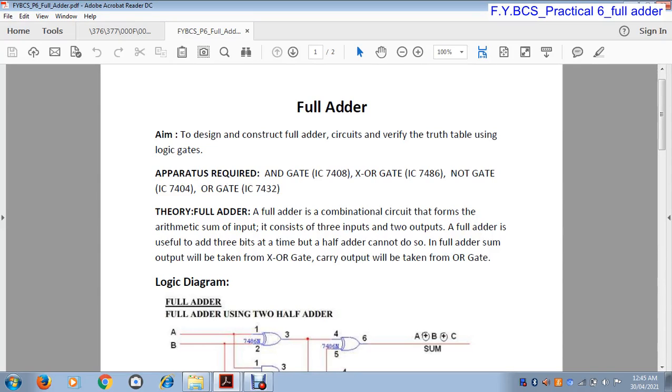Hello students. In the previous lecture we saw the fifth practical, which is the half adder. We know that a half adder adds 2-bit numbers. Now in this lecture we will start the next practical, which is the full adder.